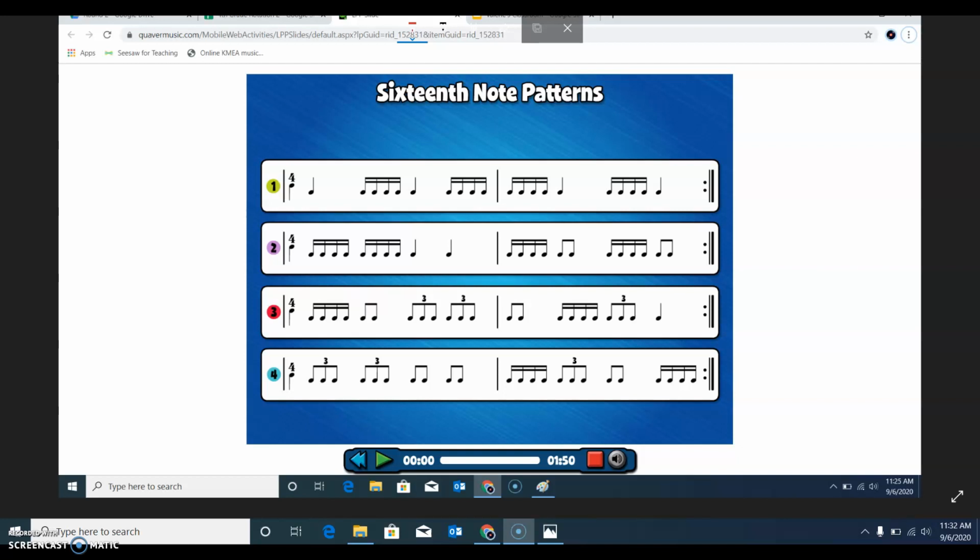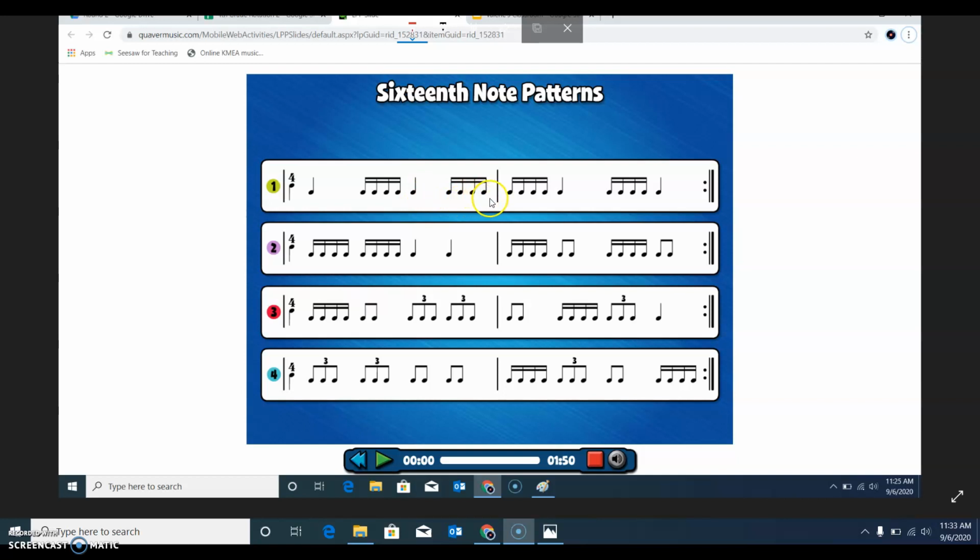This week in music, we're going to be studying 16th notes, how to clap and count 16th notes. This can look very overwhelming, but I want you to think of it as something very simple. Boys and girls, we are going to take our 4-beat measures and divide them into 4 parts.